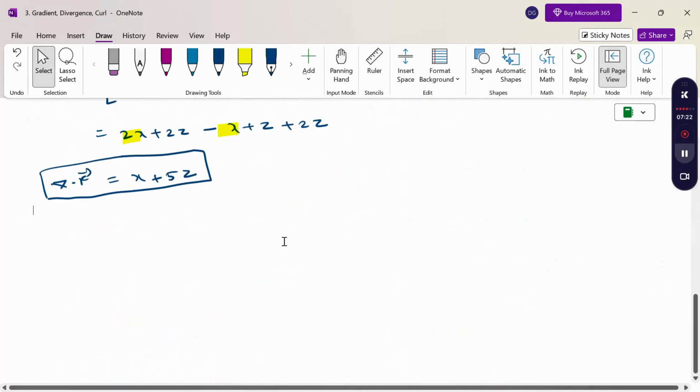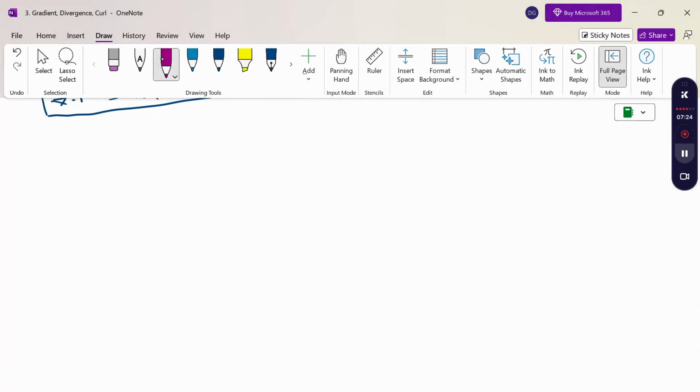Second question, gradient and divergence is involved. Therefore del into del dot f vector. So what does this mean? Del without any product is considered the gradient. So this divergence answer we know, we solved earlier.